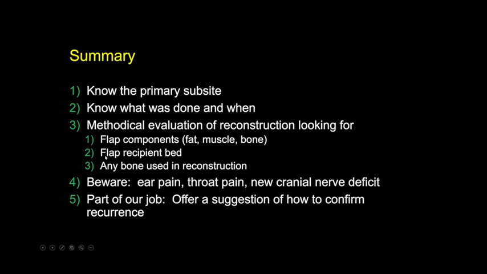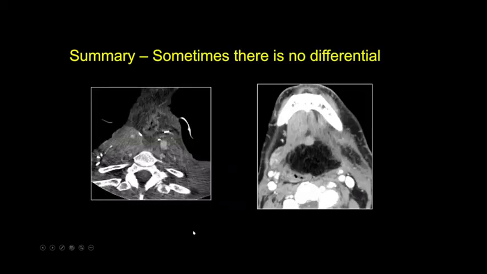Look carefully at the recipient bed and any bone used in the reconstruction or any residual bone that might still be there. Spend some time looking for destruction. And remember, some of the bone will look deossified but should not be destroyed. Beware ear pain, throat pain, and any new cranial nerve deficit. And last but not least, our job is to suggest that there is tumor and how to confirm the recurrence.